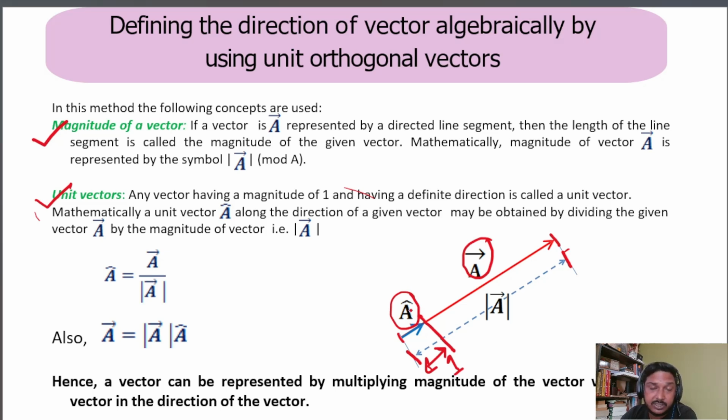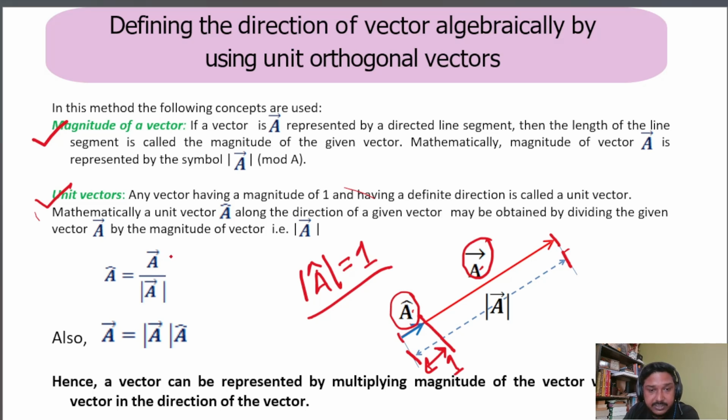Why is it denoted by a cap? A, because it is in the same direction as the vector a, and cap denotes it is a unit vector whose magnitude is 1. That is, the magnitude of this a cap or unit vector is always going to be 1. Okay, so any vector, if it has a definite direction, another vector in the same direction having a magnitude of 1 will be equal to the unit vector in that direction.